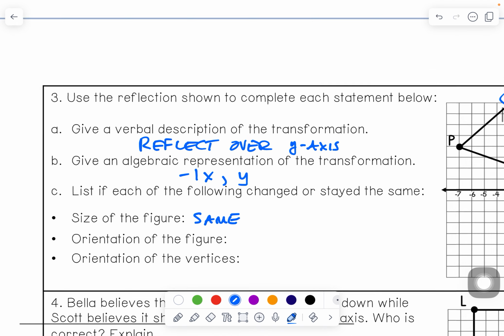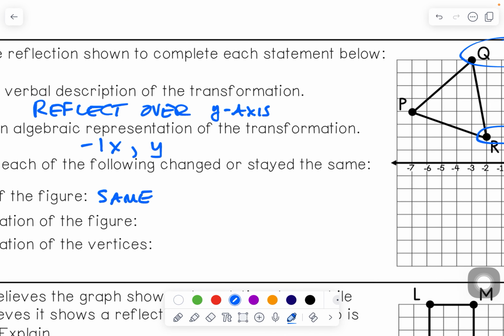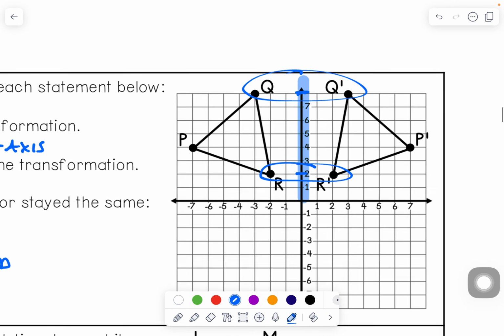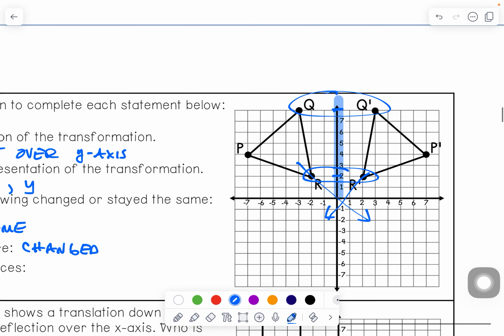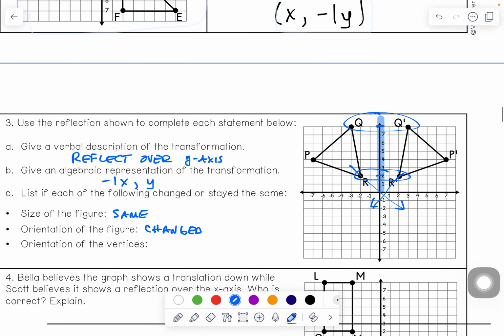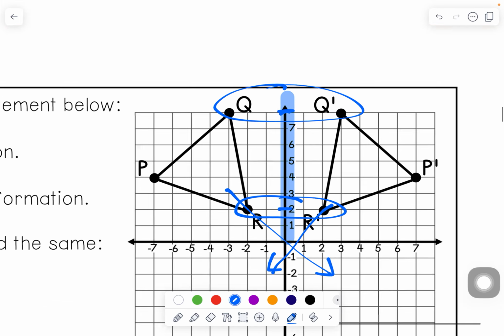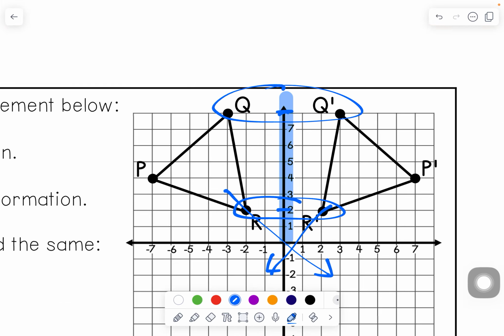Okay. Bella believes the graph shows a translation down, while Scott believes it shows a reflection over the x-axis. Who is correct? This can be really confusing, especially when you talk about regular shapes, like a rectangle or a square or a right triangle. If those shapes are like this, it's hard to tell sometimes. So the key giveaway is going to be the orientation of the vertices.